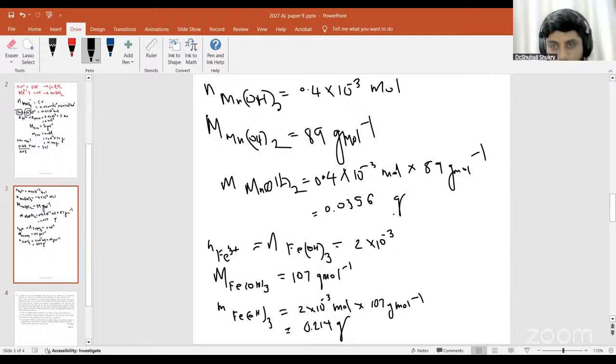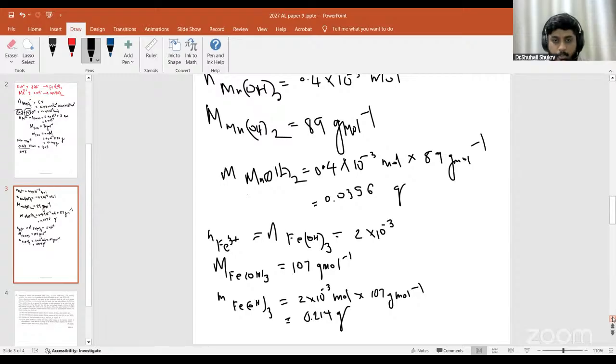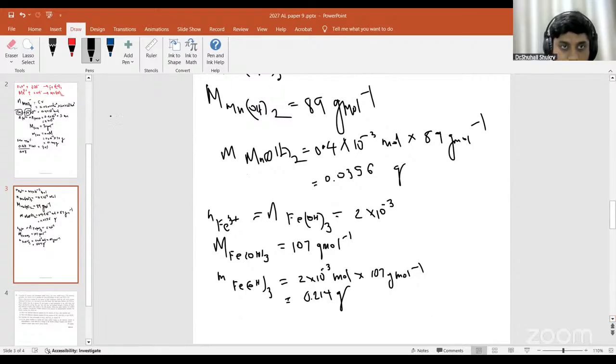0.0356 grams. Okay. Now I can see the total grams of this ferrous hydroxide from FeO, I'm sorry, from FeO. Again, whatever the FeO converted to Fe(OH)2, right? So from FeO. That is very important, because it is from FeO.